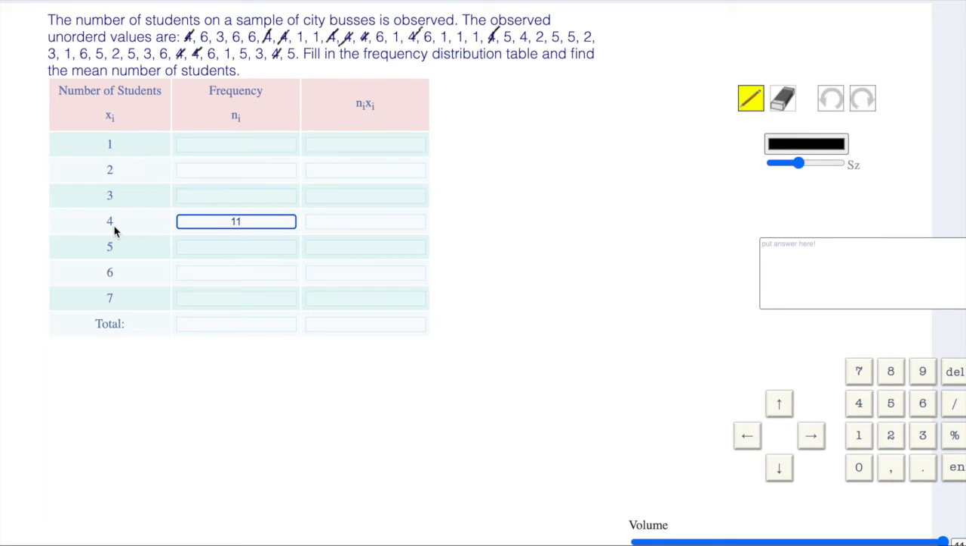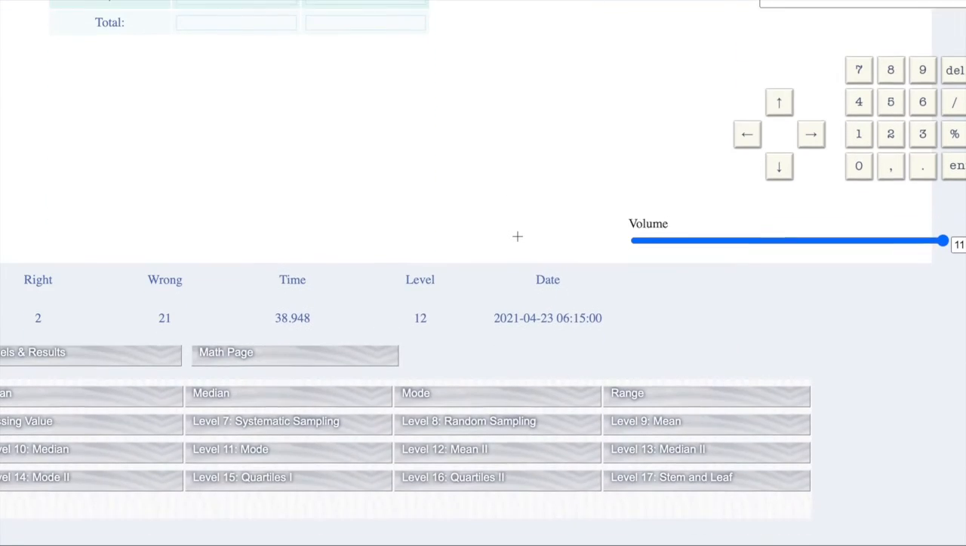11 buses had 4 students each, 44 students. Fill in the whole table, figure out the sum of your frequencies, the total number of buses, and then the sum of the totals of the students. That would give you the total number of students on all of those buses. Then you would divide the total number of students by the number of buses, and you would get the average number of students per bus. And that's how you do the mean.